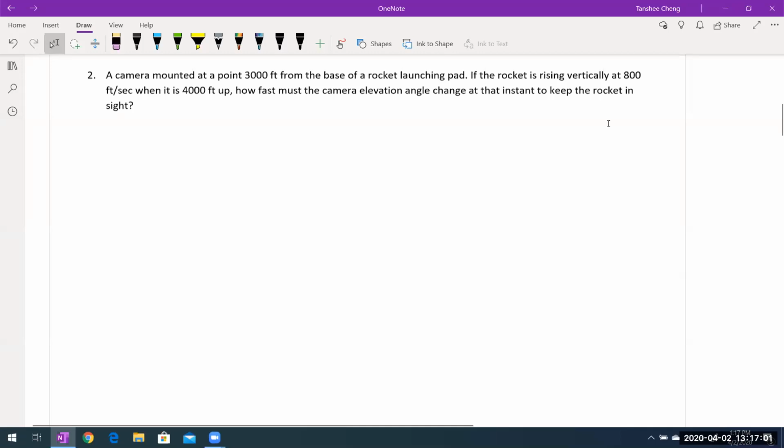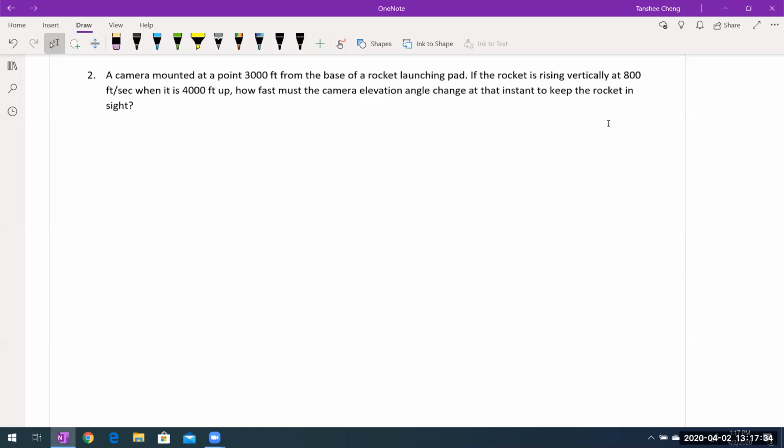So for the second problem: a camera is mounted at a point 3,000 feet from the base of a rocket launching pad. If the rocket is rising vertically at 800 feet per second when it is 4,000 feet up, how fast must the camera's angle of elevation change at that instant to keep the rocket in sight?